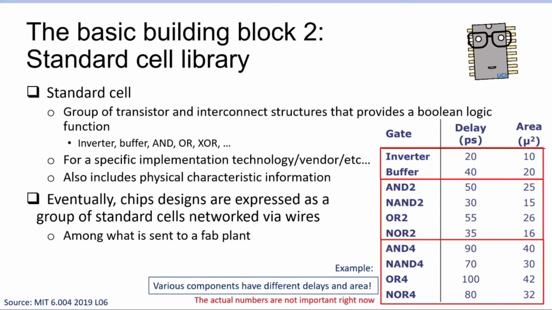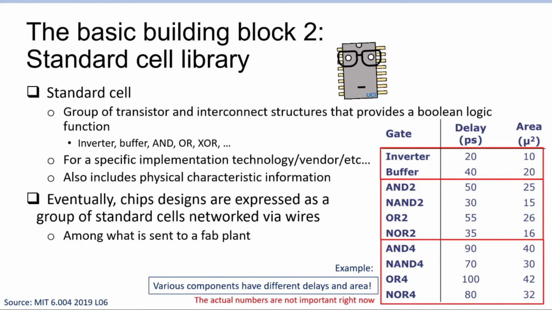For example, if you want to build your chip at TSMC, TSMC will give you their standard cell library for a certain fabrication technology that you want to use. So a standard cell is a group of transistor and interconnect structures that provide a Boolean logic function. For example, inverters, buffers, AND gates, etc. You see an example table here on the bottom. The actual numbers being shown here are absolutely not important, except as an example.